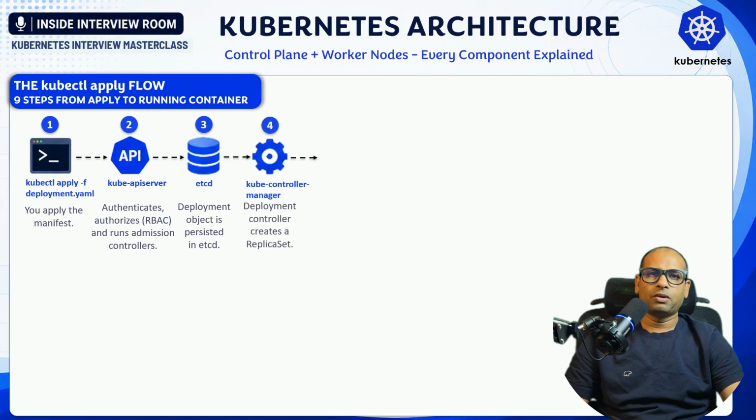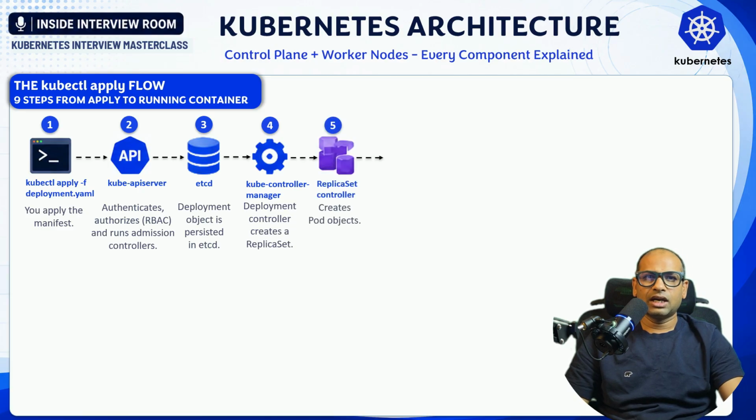Step 4, the deployment controller. Inside the controller manager, it's watching. It sees a new deployment with no replica set, so it creates the replica set. Step 5, the replica set controller now sees a replica set that wants, say, 3 pods and has 0, so it creates pod objects, 3 of them. But hold on.